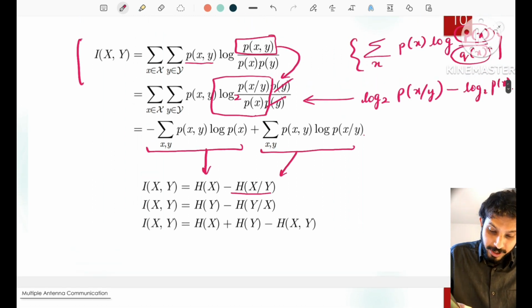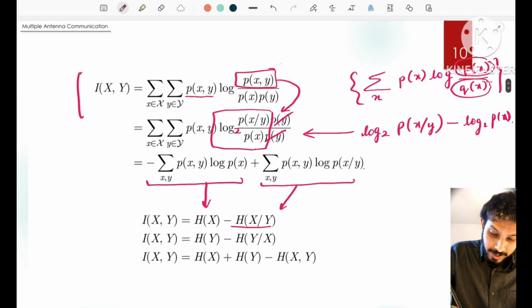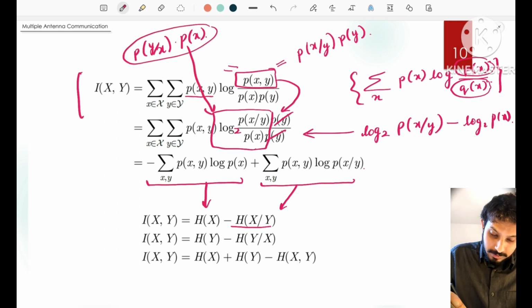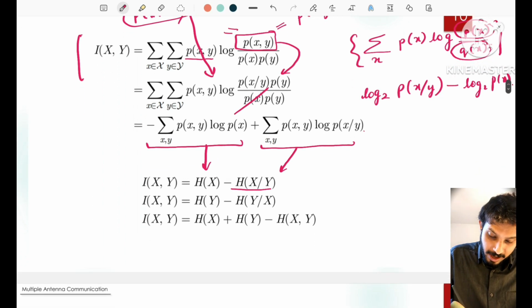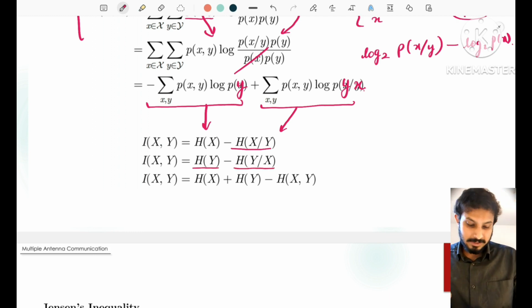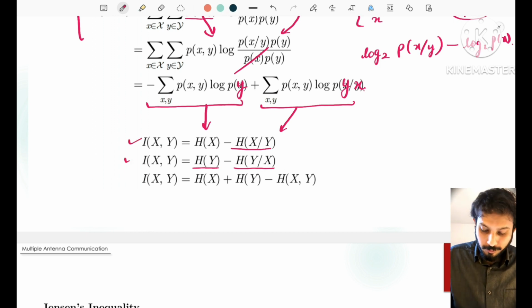Since here we have put the probability of x comma y as p of x by y into p of y, we can also write it in the other form, p of y by x into p of x. And if we substitute this here, then p of x will get cancelled, and here we will have p of y, and here we will have p of y by x. So in this case, we can write it as the entropy of y minus the entropy of y by x. So we can get these two formulas easily.